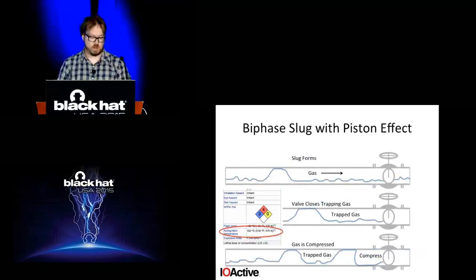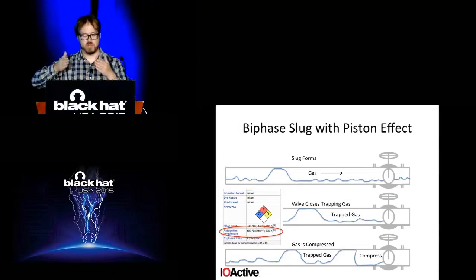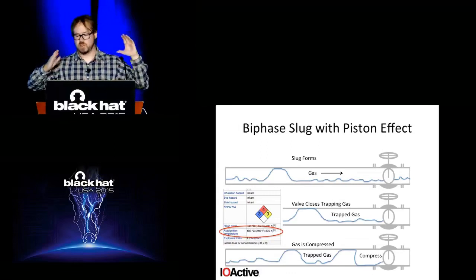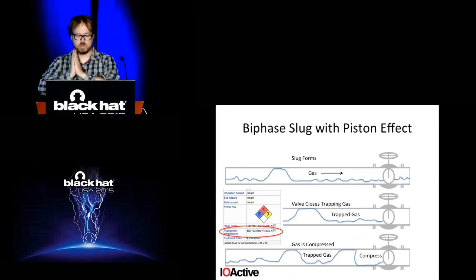The hard part about those is figuring it out. But you can actually use what's called a biphase slug with piston effect. In a biphase slug with piston effect, you get slugs running through the pipe, and then you get your unreacted chemical in the middle of it in some sort of vapor form. And if you close the valve really quick, the slug will push against and compress the liquid. And once the liquid is compressed, it can be driven above its activation temperature, and you can get a chemical reaction.